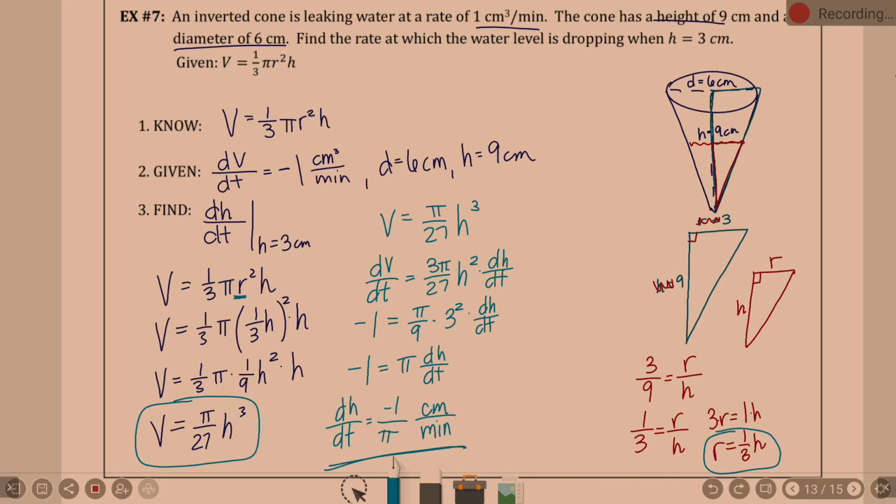Right. Okay, guys. So the big deal here of why we had to do this: we had no info on dr dt. And so that's when we had to go to R defined in terms of H. That was the big deal, because we had no dr dt. Okay? Good.